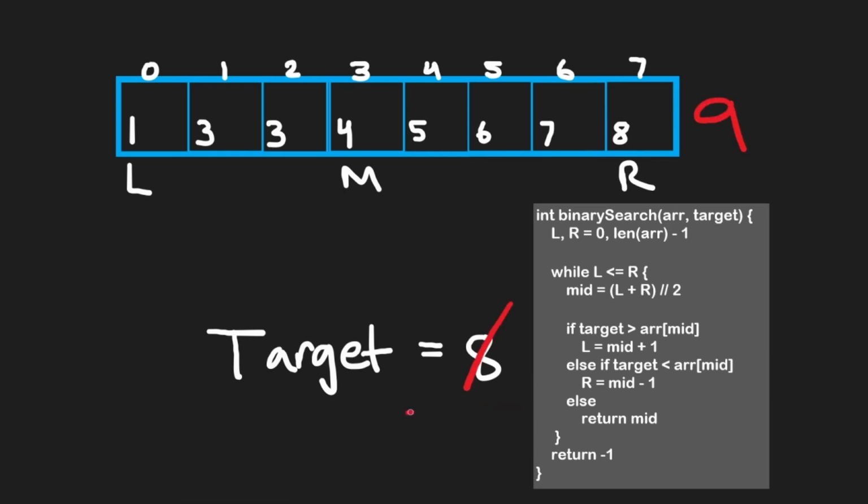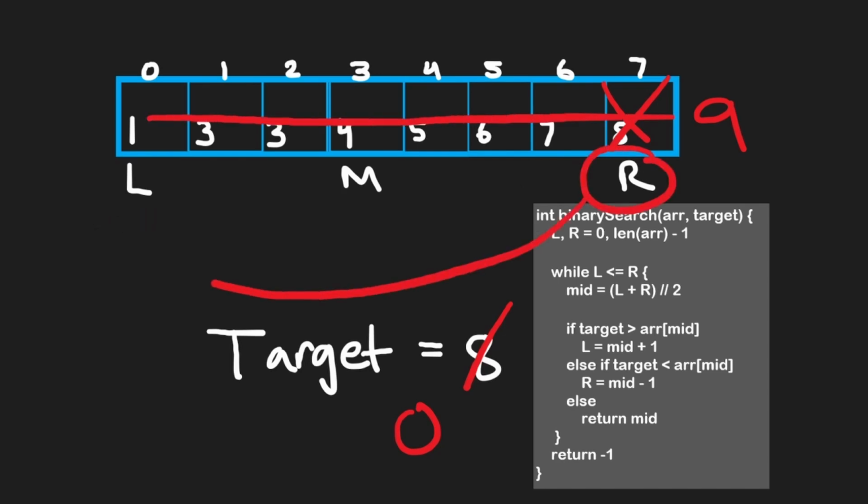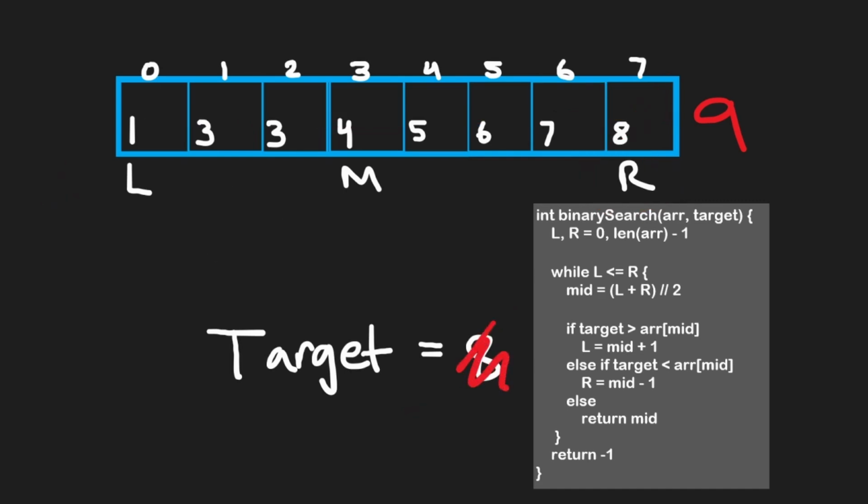This would have executed the exact same way if instead of our target being too large, it was actually too small. So maybe it's 0. We would have crossed all of these out, and our left pointer would have been here, and our right pointer would have gone right over here. Or what would have happened maybe if our target was actually equal to 2? It's not too small and it's not too big, it just doesn't happen to exist in this range.